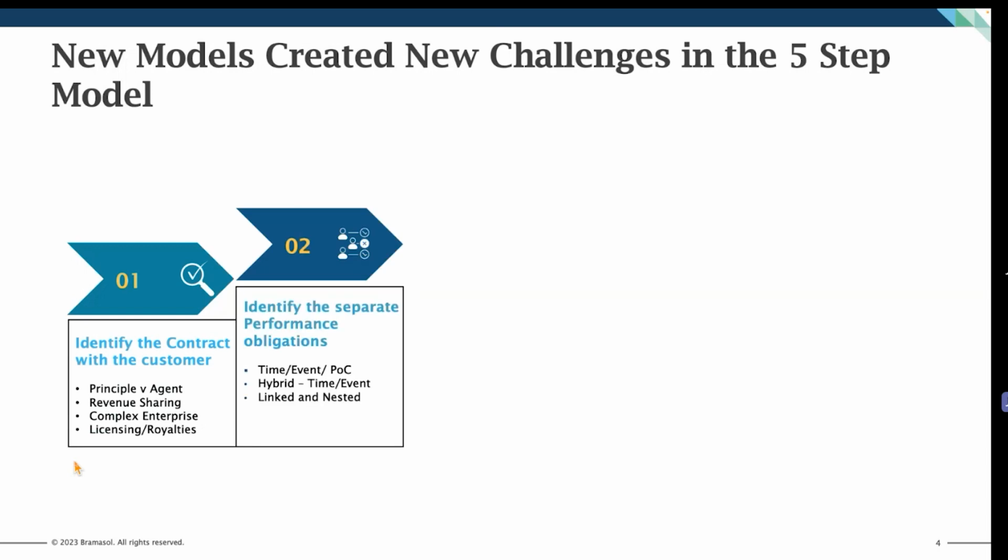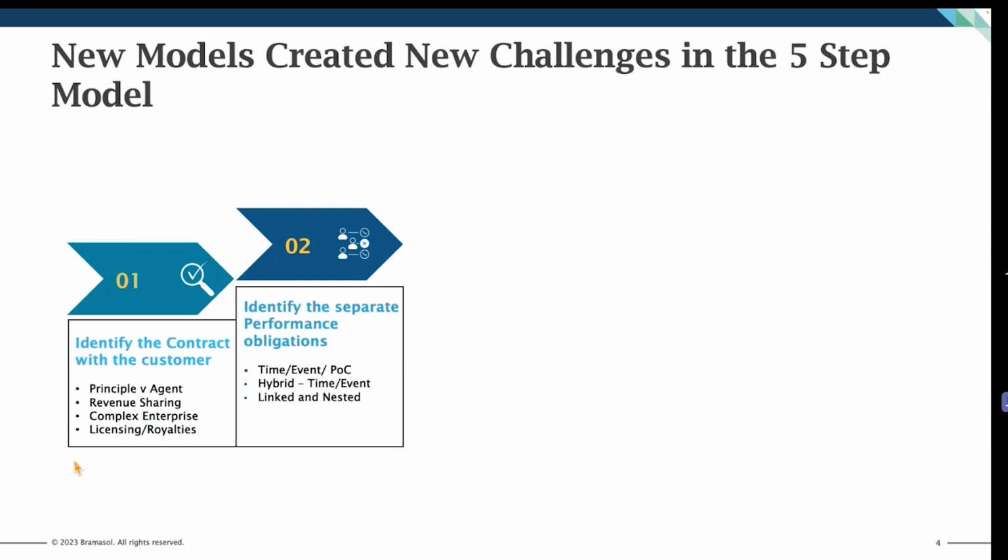In step two, we want to identify those separate performance obligations. And early on, that was pretty straightforward. You either had time, event, or POC type. Now we're starting to see hybrid, where something that is time-based is really more like an event. It's a series of events over a period of time because the customer may buy or take possession of that POB at different times in different spaces.